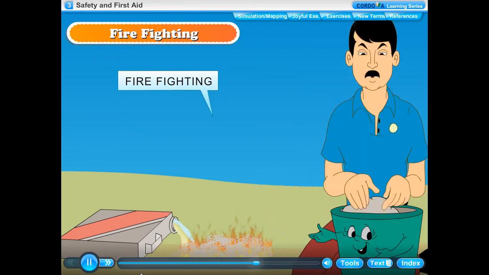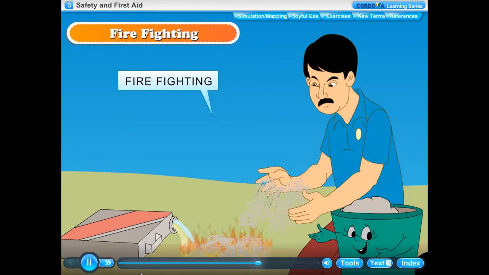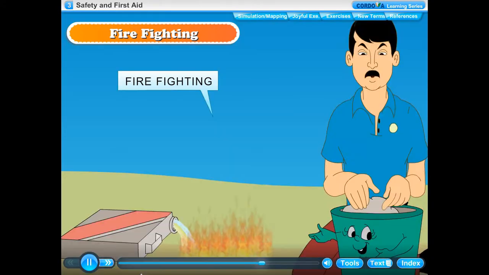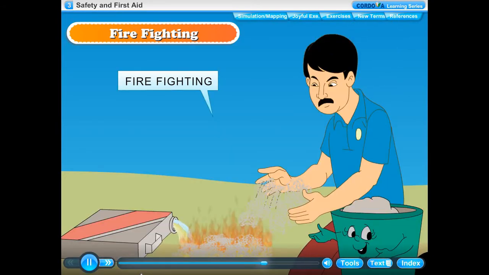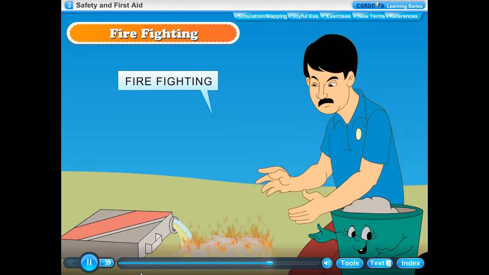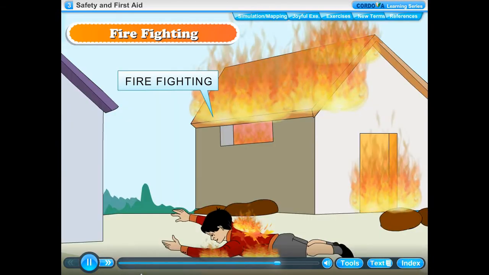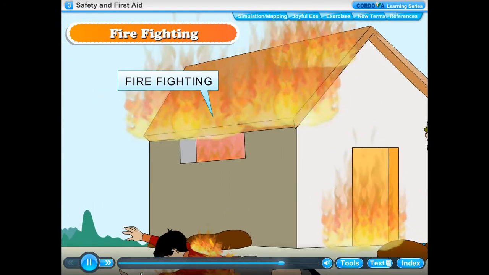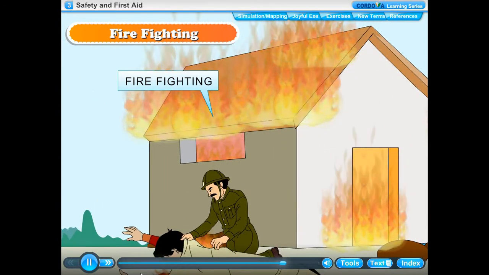Firefighting. Fire can be put out by the following methods. When paper or wood is on fire, it can be extinguished by throwing water over it. When the fire is caused by petrol, it can be extinguished by throwing sand or mud over it. Throw mud or sand on petrol fire. When a person's clothes catch fire, ask him to roll on the ground. Cover him with a blanket or an overcoat.